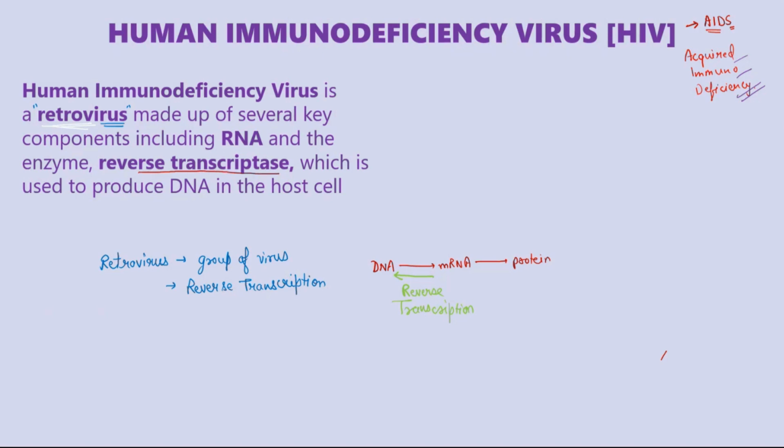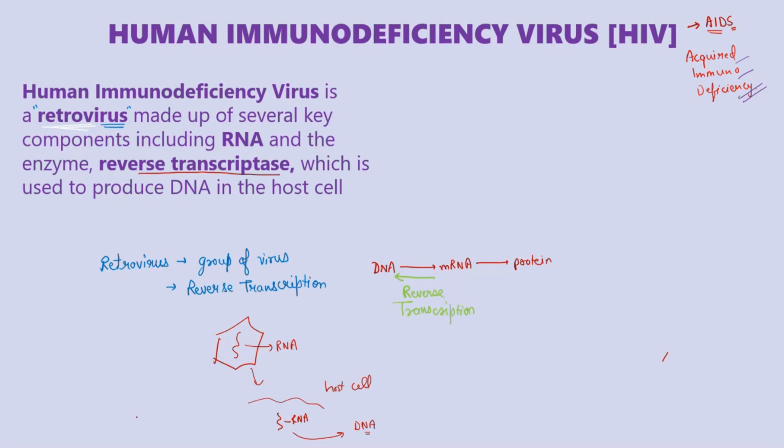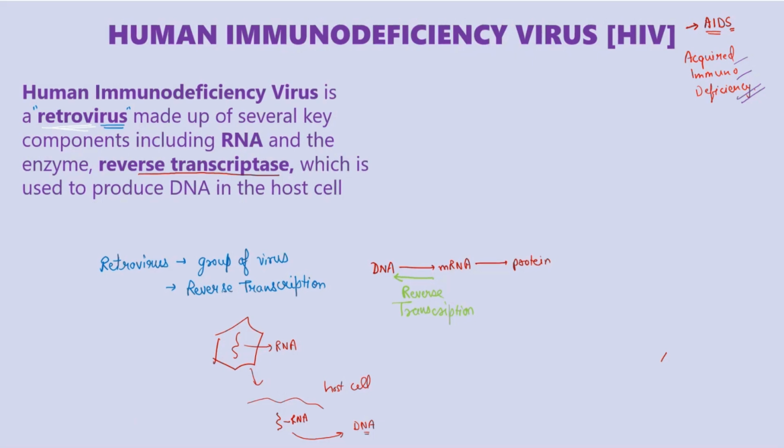So these viruses contain RNA. When they enter the host cell and release their RNA, they are able to convert this RNA into DNA by the process of reverse transcription, using the enzyme reverse transcriptase. Very good. So HIV is a retrovirus.